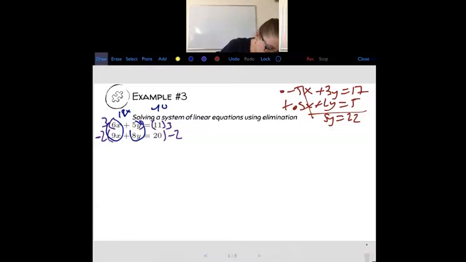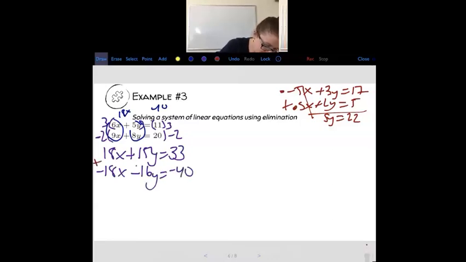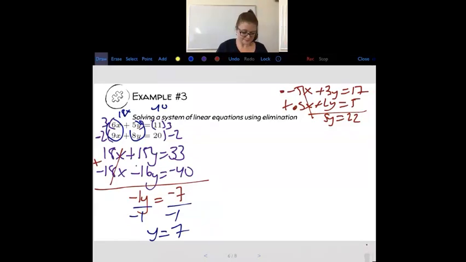Okay. So our first equation becomes 18x plus 15y equal to 33. And our second equation becomes negative 18x minus 16y equal to negative 40. So now what we do is we add our two equations together. Positive 18x and negative 18x cancel out. 15y minus 16y becomes negative 1y, and 33 minus 40 becomes negative 7. And so to solve for y, we divide by negative 1, and we get y is equal to 7.